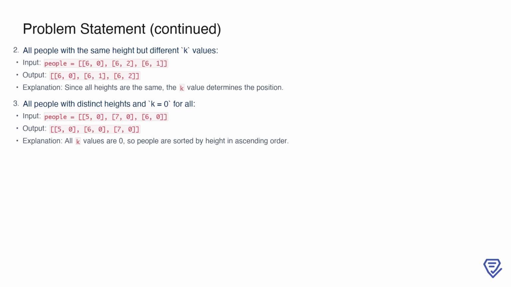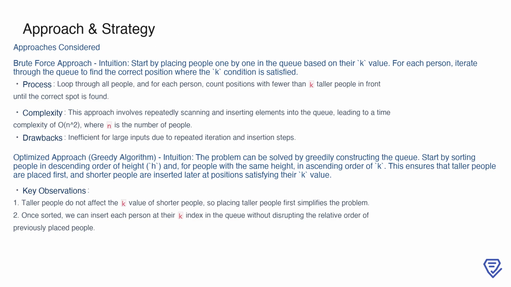Another scenario is when all k values are 0, like people equals [5,0], [7,0], [6,0]. Here, the people are simply sorted by height in ascending order, resulting in [5,0], [6,0], [7,0]. These examples demonstrate how the problem handles different edge cases and helps clarify the rules for constructing the queue in a variety of situations. To tackle this problem, we first considered a brute force approach.